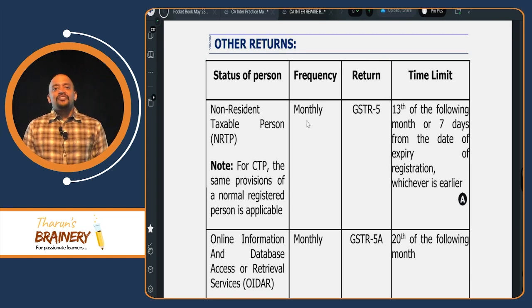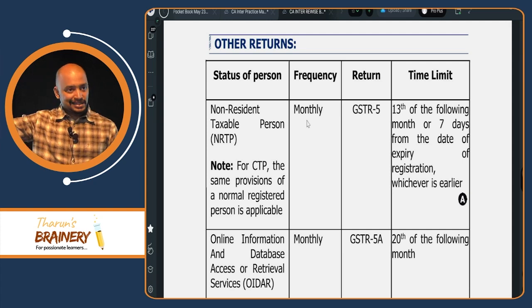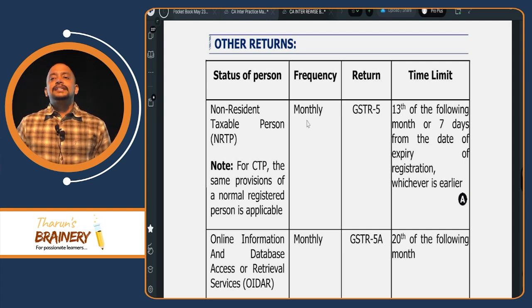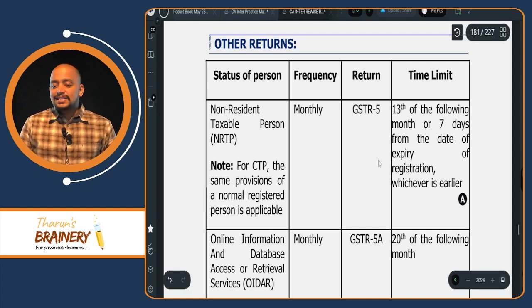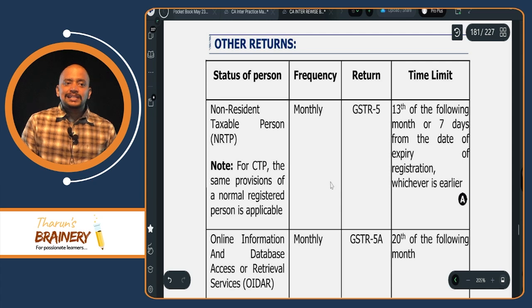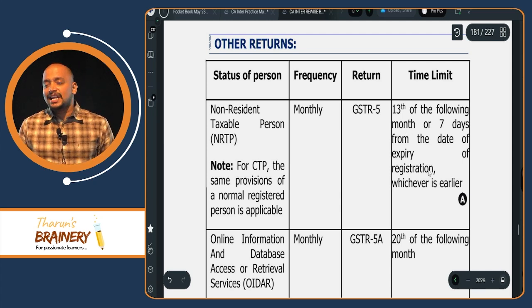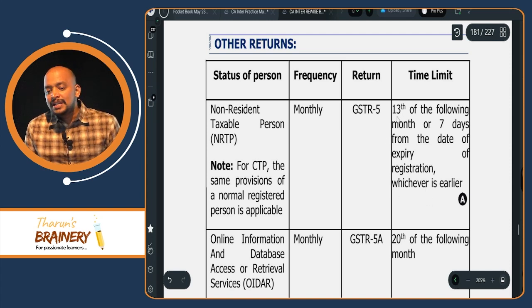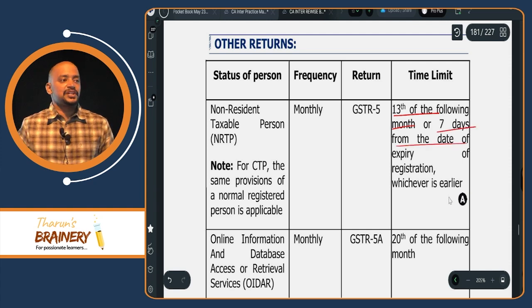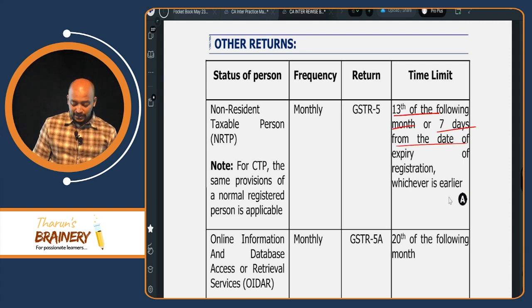Then other returns. Already we discussed GSTR 1, GSTR 3B, etc. GSTR 5 is a return which will be filed by NRTP. And now there is an amendment in this place. Previously it was 20th of the month following every month or 7 days from expiry of registration, whichever is earlier. Now they changed it to 13th of the month following every month or 7 days from expiry of registration, whichever is earlier. Understood? So what is the time limit of the NRTP return?